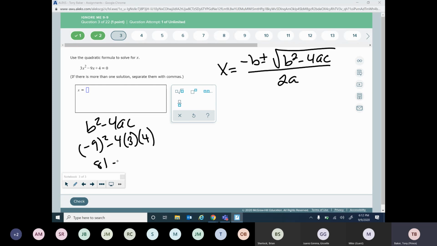So 81 minus 48 is 33. So it's the square root of 33. What doing that part first does is it gives me the square root so I can simplify it down if I have to.